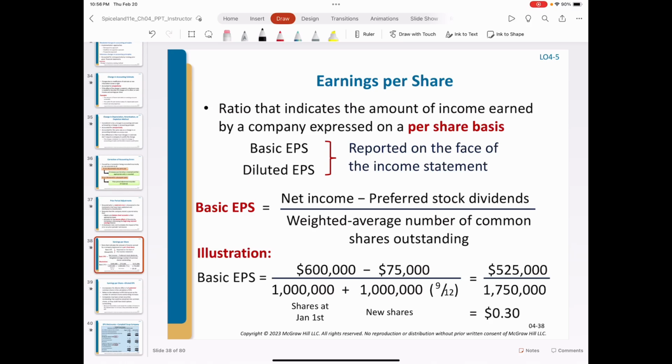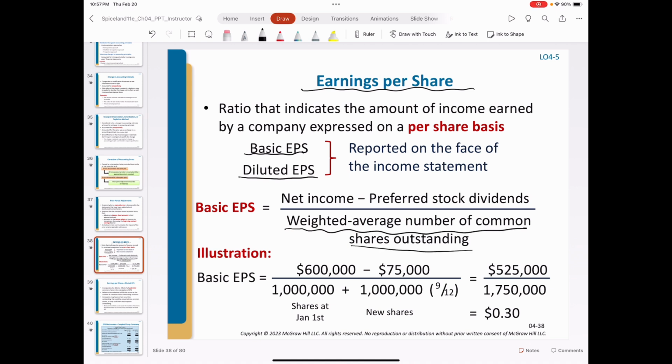Following the income statement, right under the net income, the company will report EPS, earnings per share. And you will also see two different earnings per share. One is basic earnings per share, the other is diluted earnings per share. Their difference is just the difference in the denominators.